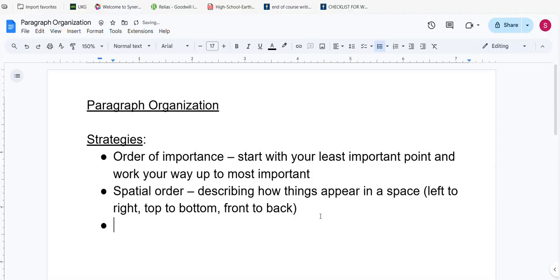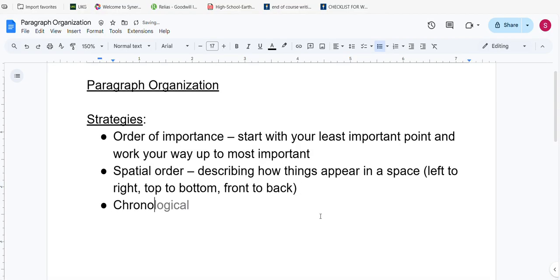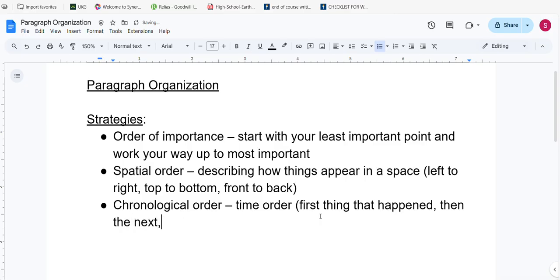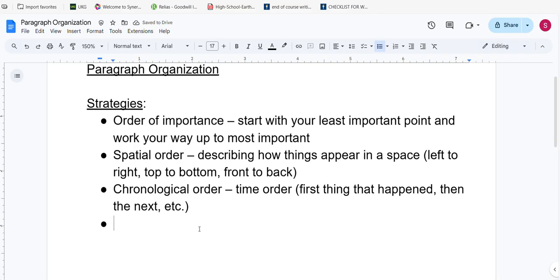The rest of them are going to be ones that you might see on the multiple choice part. You have chronological order, and that is time order. So that's going to be start with the first thing that happened, then the next. So this is just when you're telling things in time order. This happened, then this happened, then this happened, then this happened.